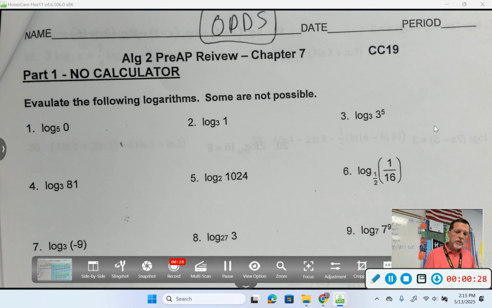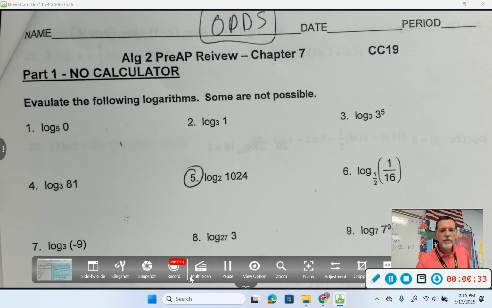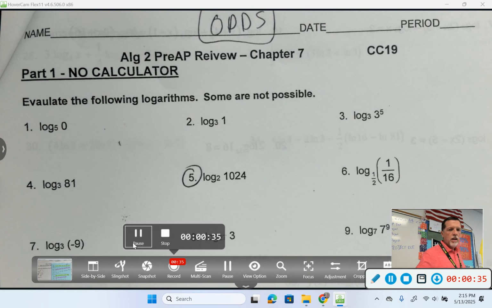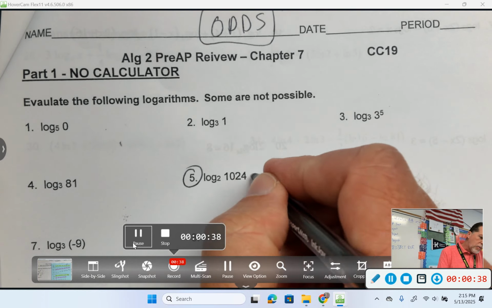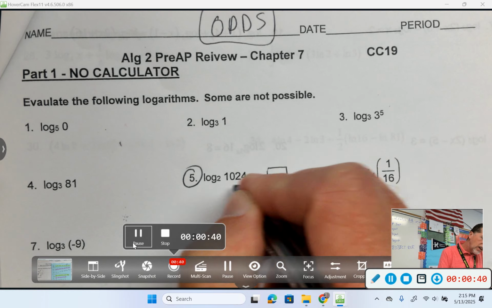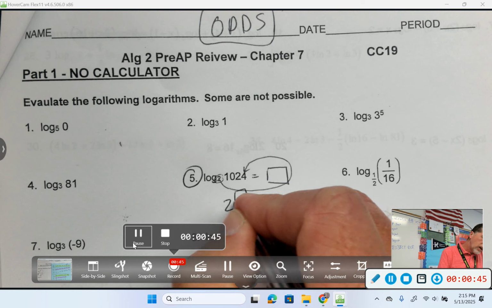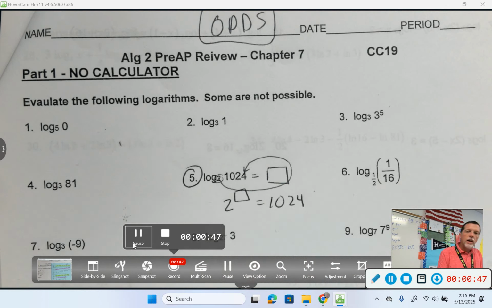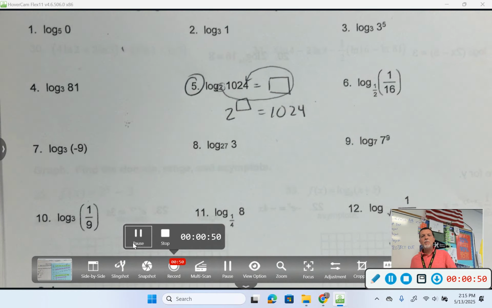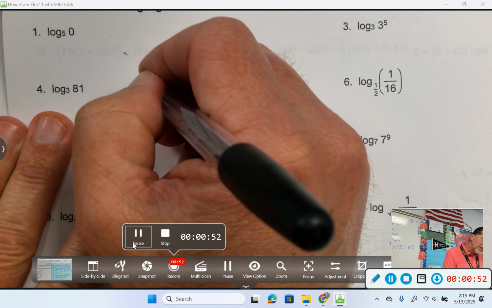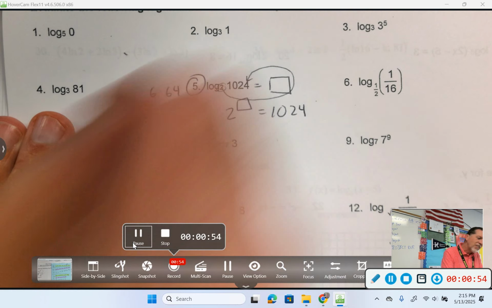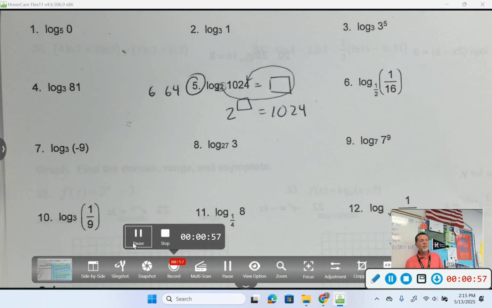Okay, so number 5 for us. Log base 2 of 1024 means I should probably fishhook this thing. 2 to some power equals 1024. I don't have that one memorized. Maybe you do. The highest one I have memorized is 2 to the 6 is 64. That's the last one I have off the top of my head. If you got to start lower than that, that's fine too.